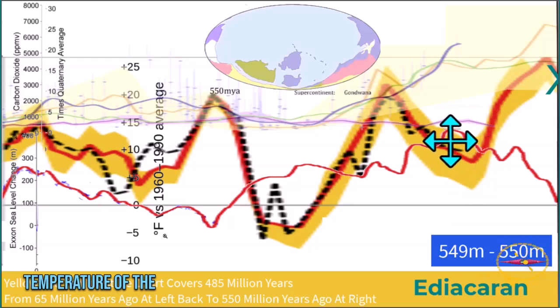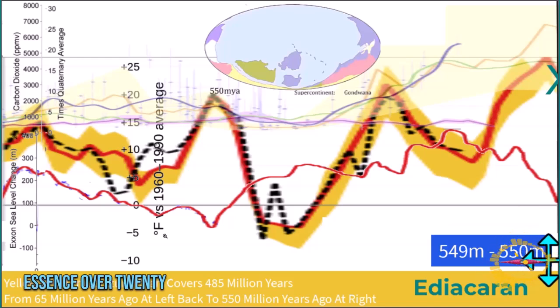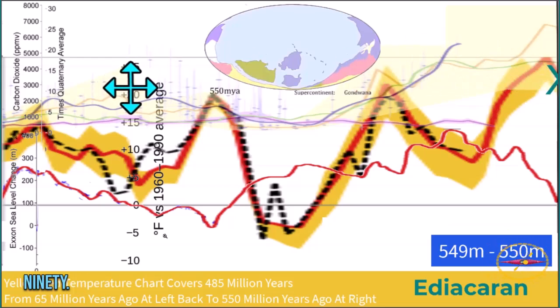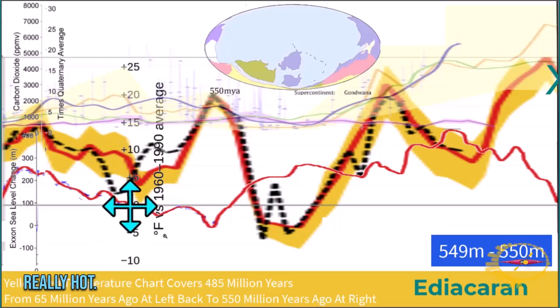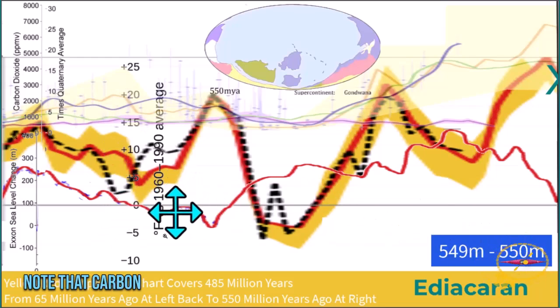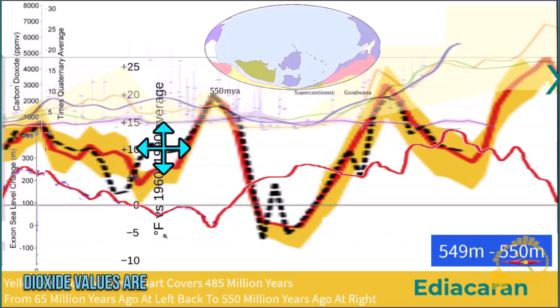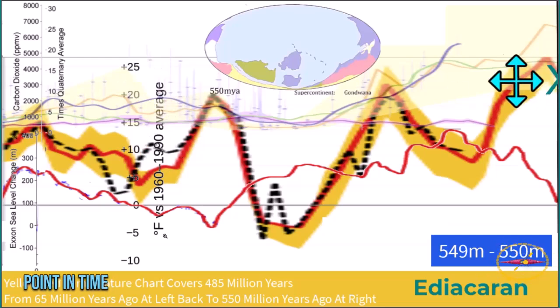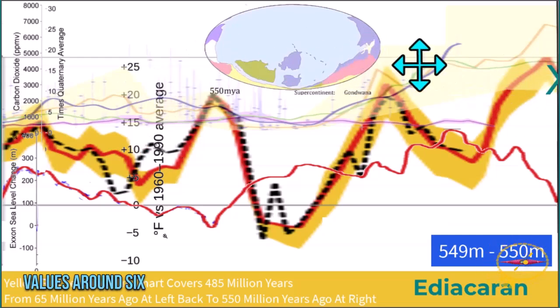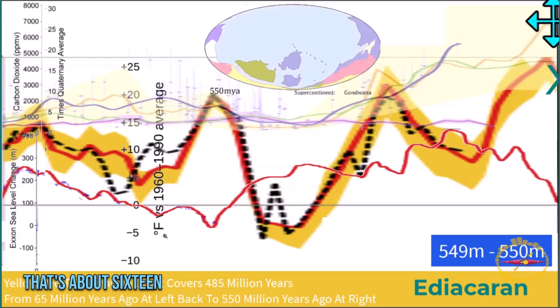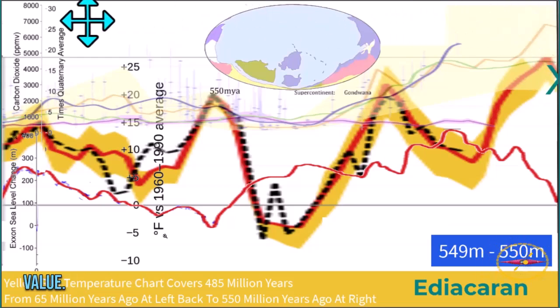Note that the temperature of the Earth is estimated to be very high. That's in essence over 20 degrees Fahrenheit higher than today's current average, which is the average between 1960 and 1990. So the Earth here is running really hot. You can also note that carbon dioxide values are extremely high at this point in time. We're looking at values around 6,500 parts per million. That's about 16 times the present value.